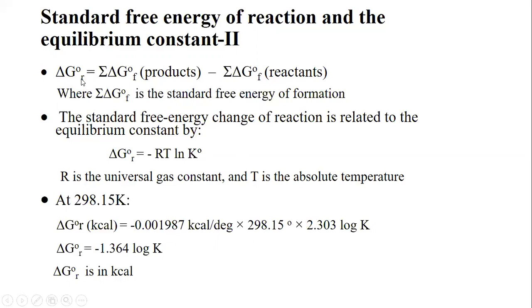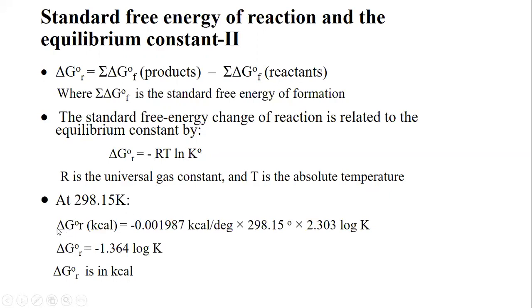Delta G0 for the reaction equals summation of delta G0 formation of the products minus summation of delta G0 for the reactants, where delta G0 is the standard free energy of formation. Repetition of what we already have said. The standard free energy change of reaction is related to the equilibrium constant by delta G0 of the reaction equals minus RT ln K. R is the universal gas constant. T is the absolute temperature at 298.15, which is, we set, the room temperature that most reactions in the laboratory are carried out at.